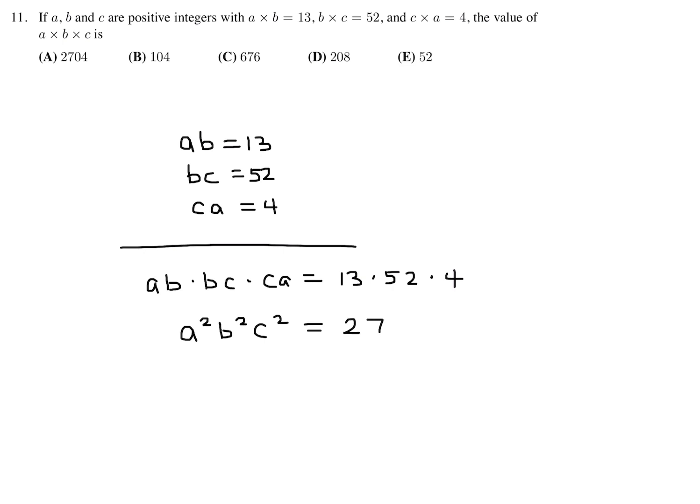is 2704. Now, if you take the square root of both sides, something very interesting happens. You get abc. And if you take the square root of 2704, you get 52. And that is exactly what they wanted us to figure out, a times b times c. So number 11, in a very quick way, we got 52, which is choice E.